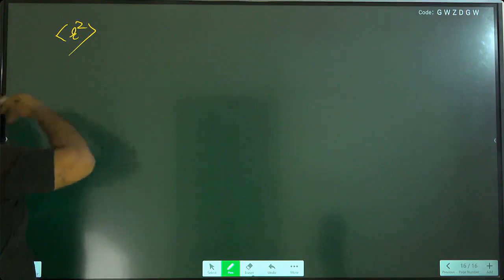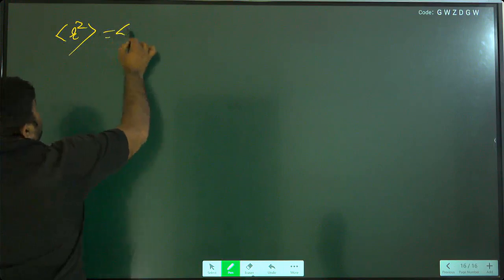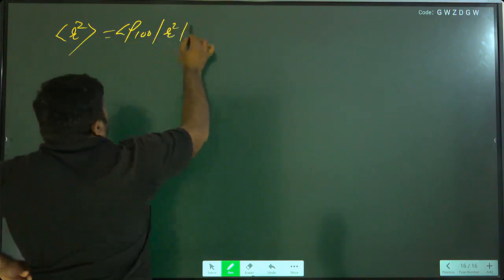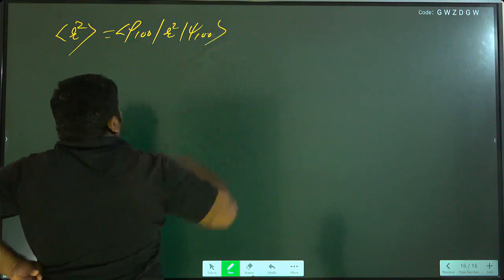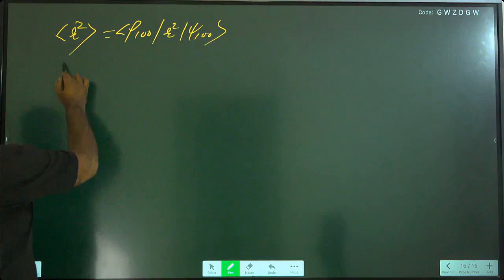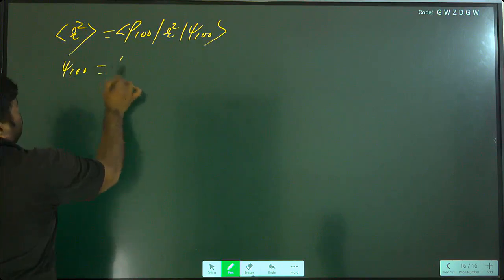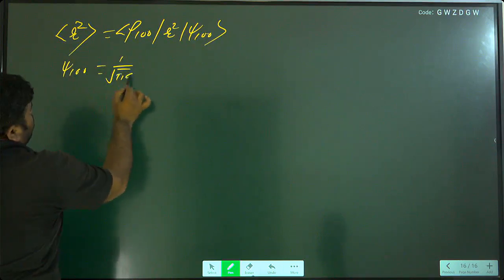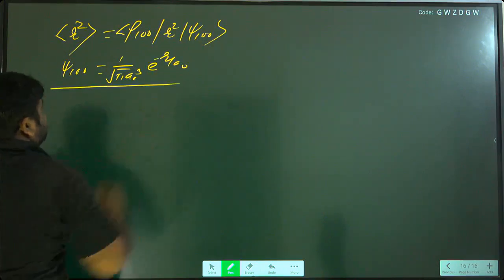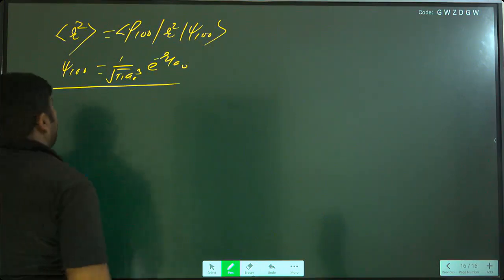As I said earlier, nothing is mentioned by default, this is the ground state wave function, this is psi 100. We need the integral of psi 100 r squared psi 100. What is the psi 100 wave function? Psi 100 is equal to 1 upon under root pi a naught cube, e to the power minus r upon a naught. This will be the ground state wave function.